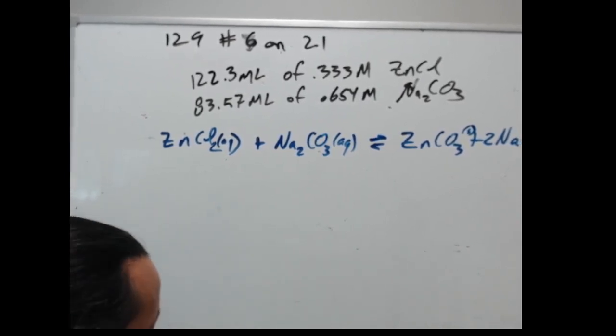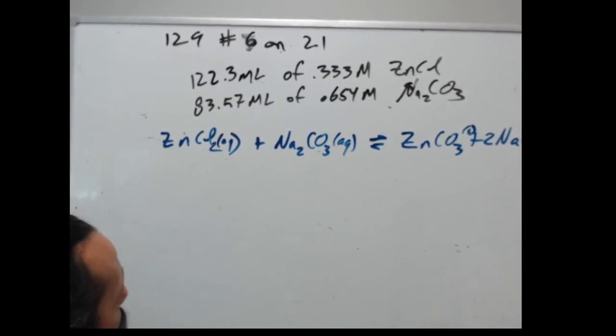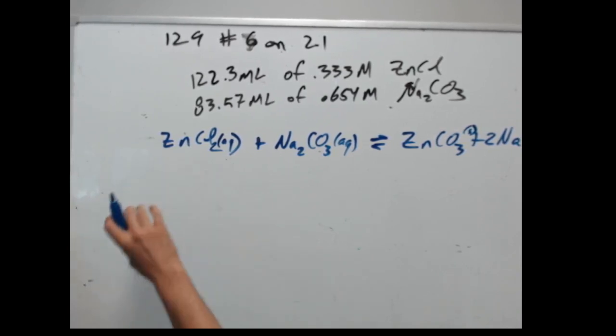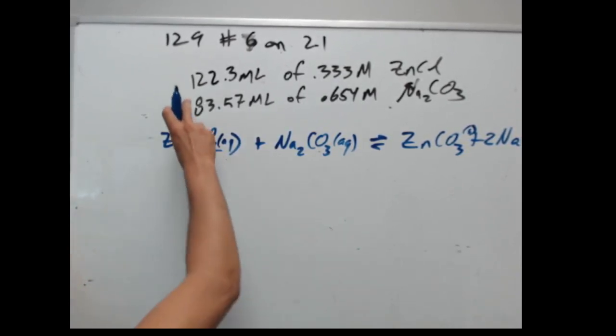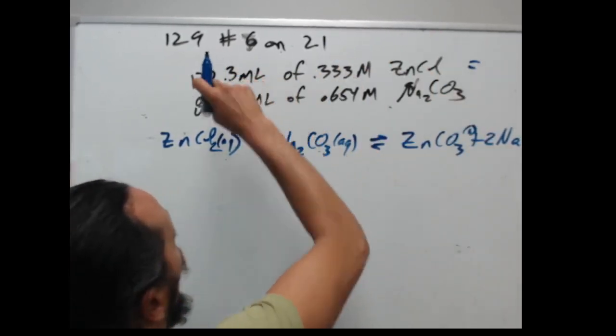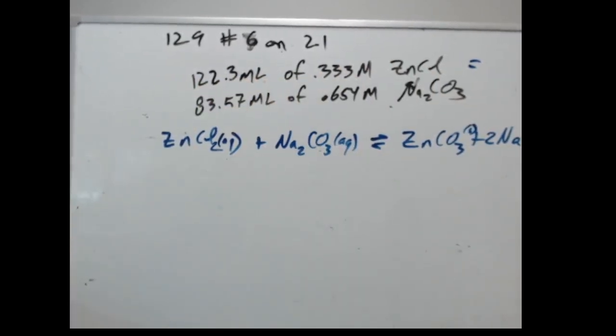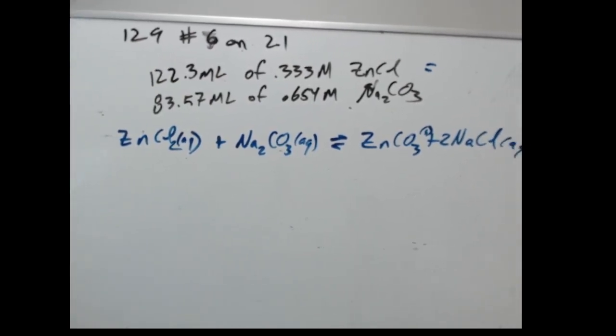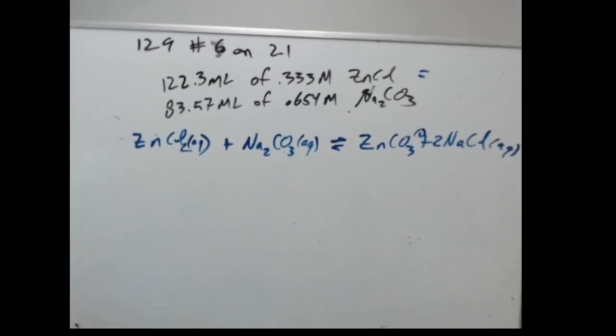And now, the big thing that I do different is, well, we'll do it 2 ways. So let's start with calculating the number of moles of each thing. If I calculate the moles of this, I'm just going to do 122.3 divided by 1,000 times 0.333. Camera does weird things sometimes. Maybe I bumped it. And I'm going to get 0.0407 moles.